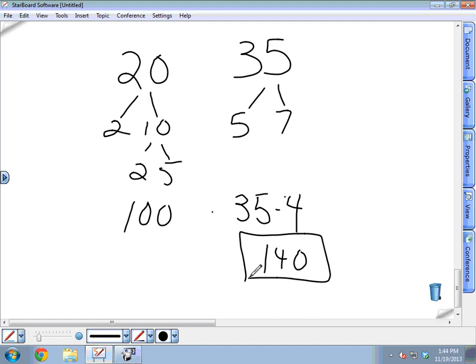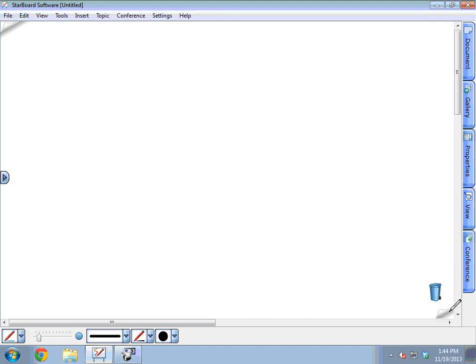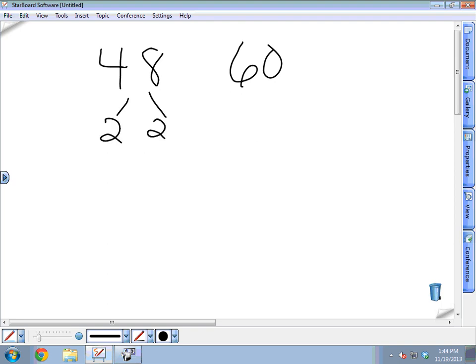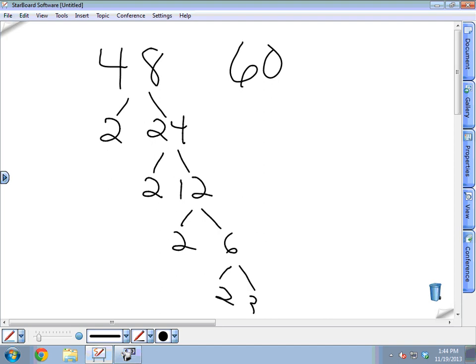Okay. Turn the page. 48. If you're not sure about the least common multiple, watch this, okay? All right. Let's break these down. This is 2 and 24. This is 2 and 12. This is 2 and 6. This is 2 and 3. Everybody see that? Does everybody got that part? Okay. I have 2 to the 4th power times 3. Leave that for a minute.